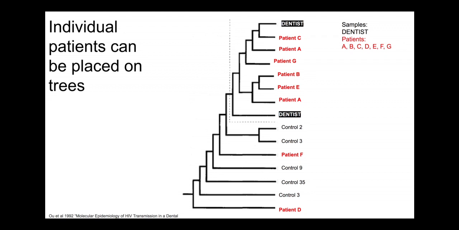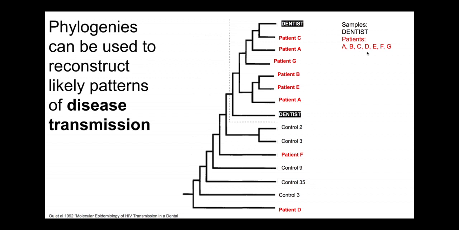So a classic example of individual patients showing up is a phylogenetic tree that was used to trace infections that were thought to have originated from a dentist that infected his patients. So on this tree, each tip is a person. It's either the dentist or patients. There's patients A, B, C, D, E, F, and G. And putting these patients along with a number of controls onto the tree was used to infer the pattern of disease transmission.